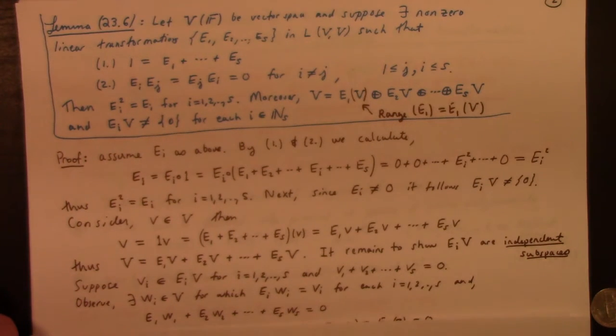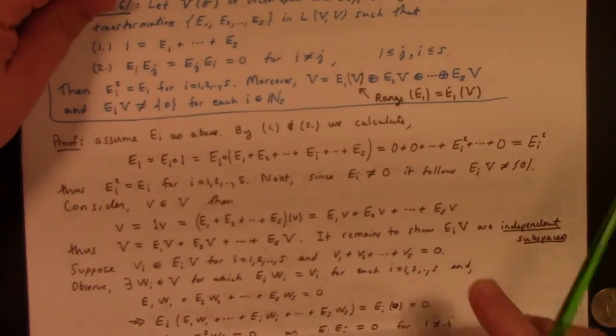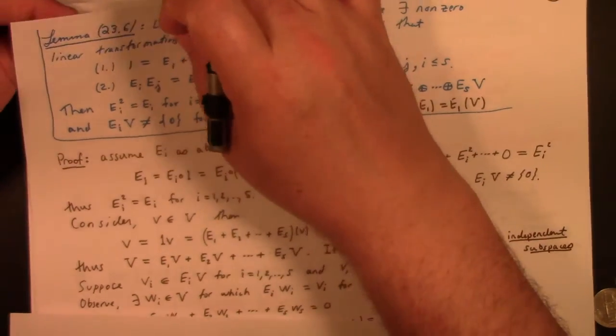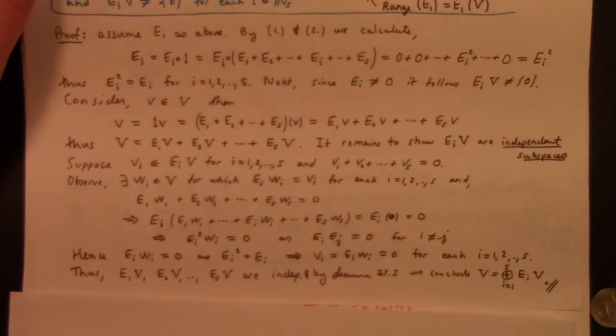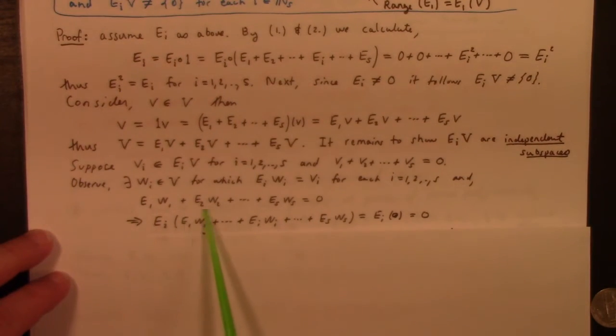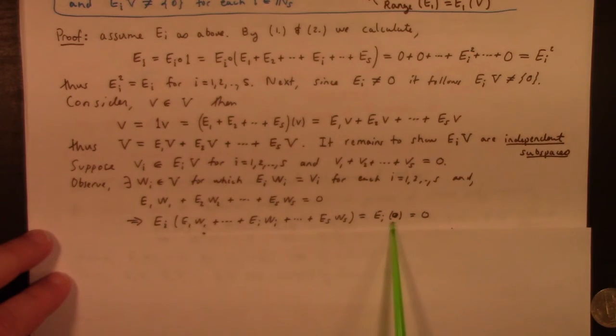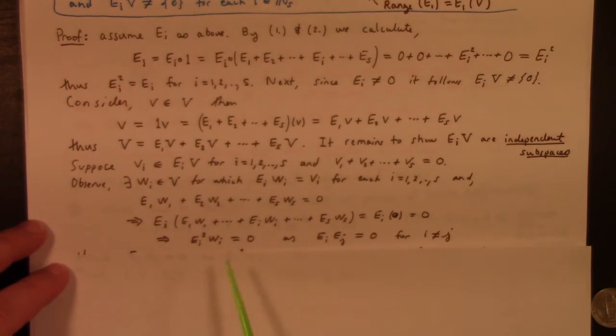Now if we take that and we operate on that by Ei, well that would give us everything 0 except for what? Except for the ith one, right? So this is going to simplify down to Ei squared Wi. On the other hand, Ei eats 0, gives you back 0 again because it's a linear transformation. Consequently, we get Ei squared Wi is equal to 0.